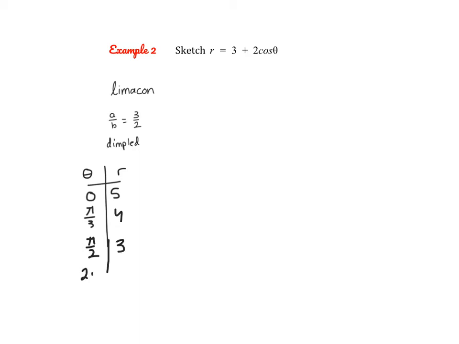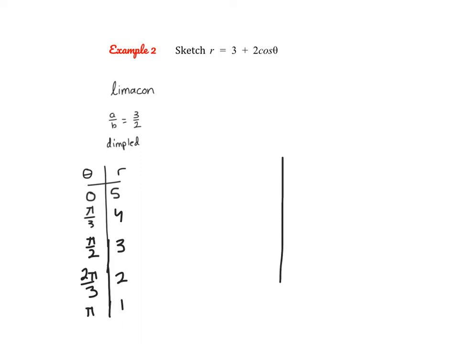Let's do 2 pi over 3. Remember, cosine becomes negative in quadrant 2, so we essentially have 3 plus -1, so it becomes 2. And then let's also do pi, so cosine becomes -1, and 3 minus 2 is 1. So we can plot these points and then reflect them to make our entire graph.